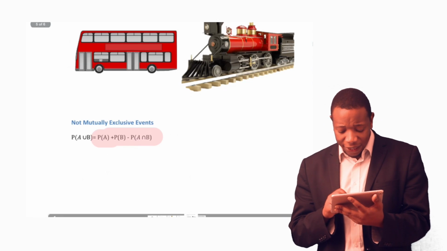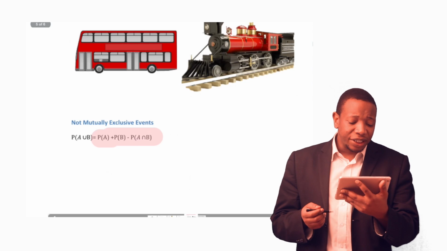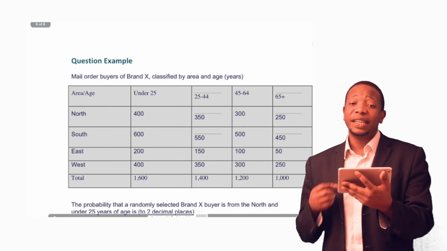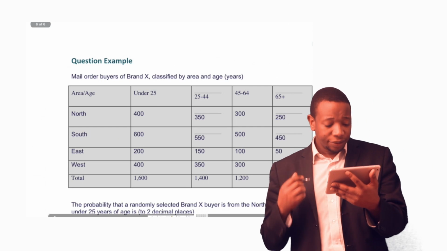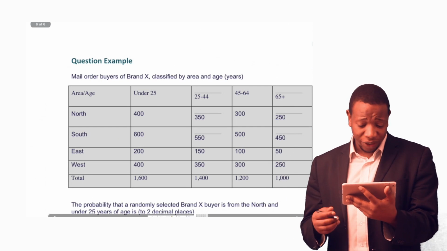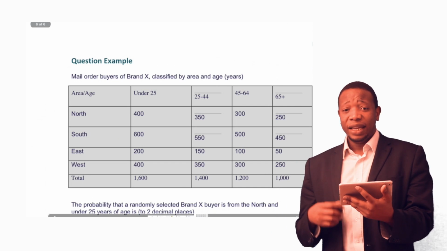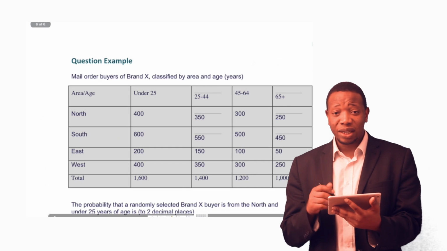So we've got an example here where we have mail orders, buyers of brand X, classified by area and age. So we've got the areas north, west, east, and south, and we've got under 25s, 25 to 44, 45 to 64, and 65 plus. Now we're going to first of all look at the rules that we need to use.